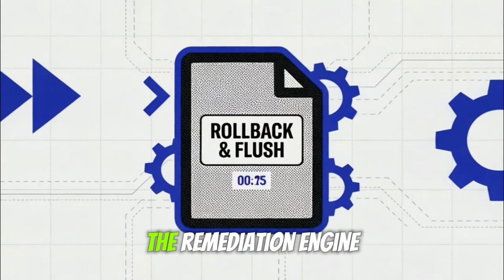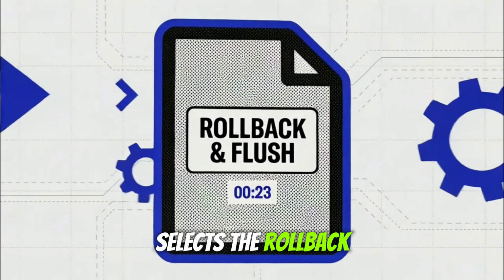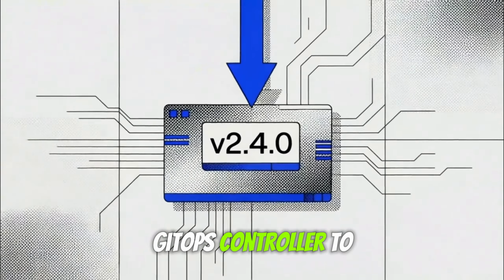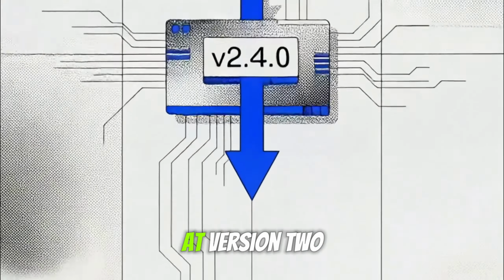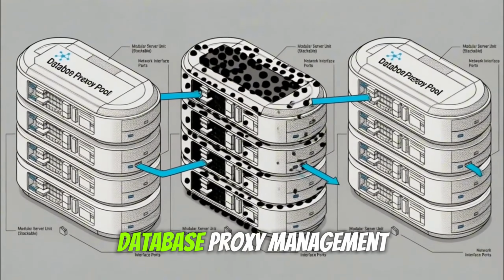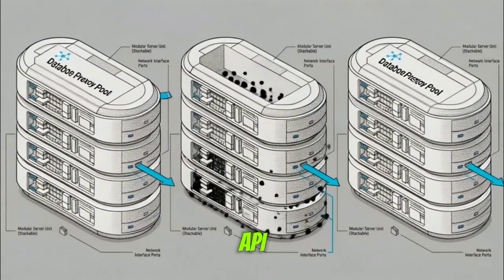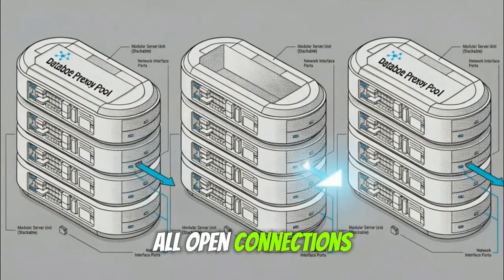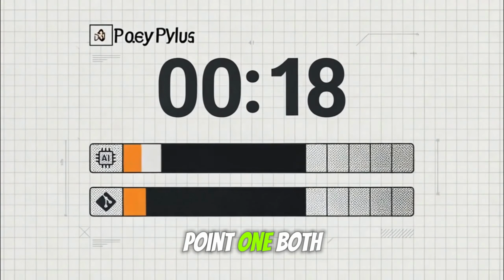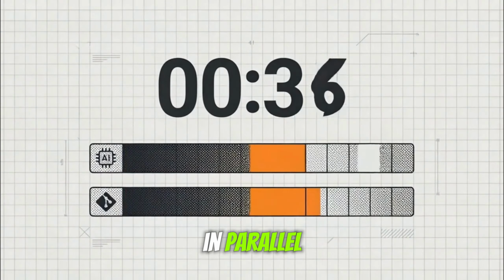Second 23. The remediation engine selects the rollback and flush playbook. It sends a rollback instruction to the GitOps controller to redeploy the checkout service at version 2.4.0. Simultaneously, it calls the database proxy management API to forcibly release all open connections associated with pods running version 2.4.1. Both operations are dispatched in parallel.